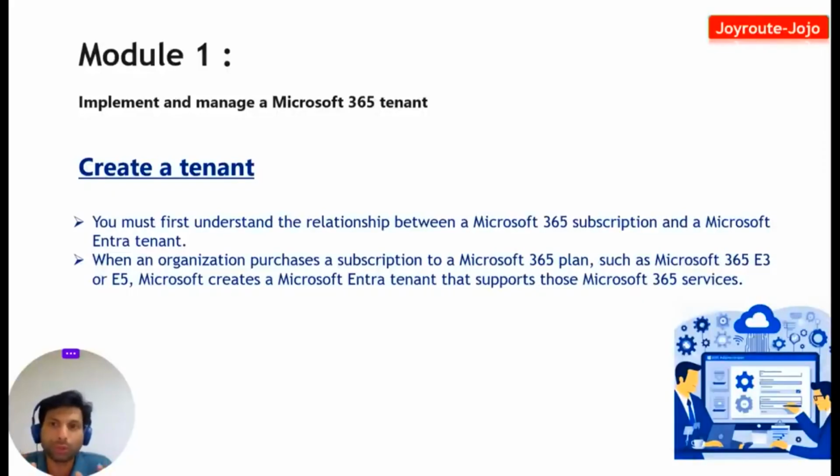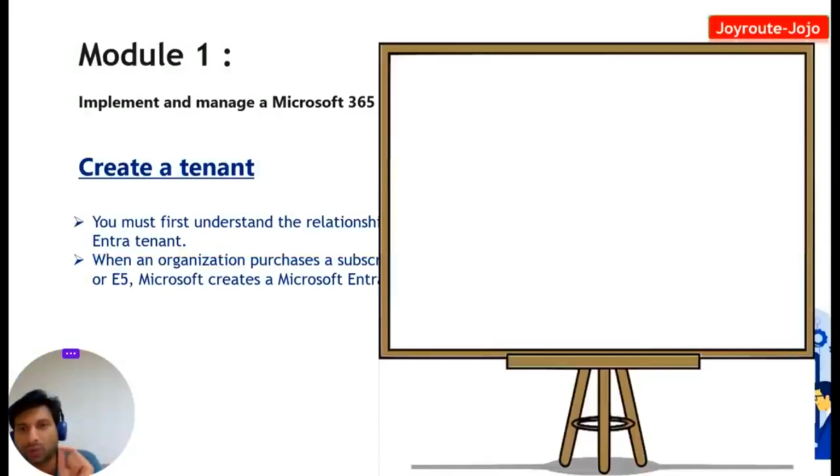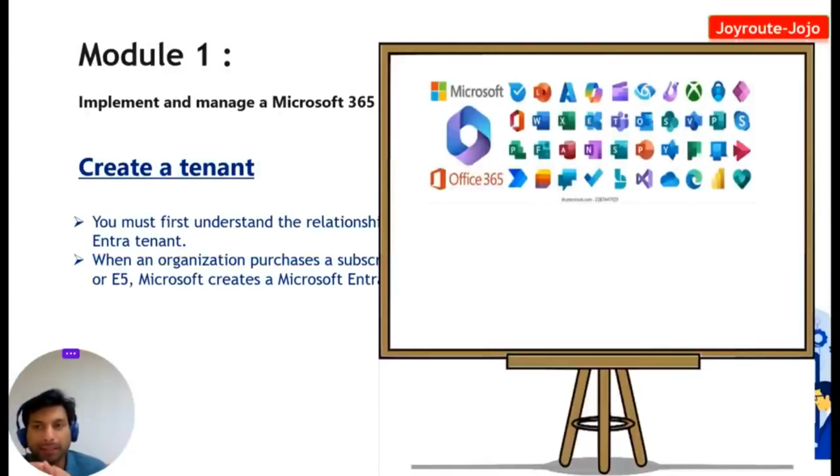To build your cloud computing foundation, you must first understand the relationship between a Microsoft 365 subscription and a Microsoft Entra tenant. A Microsoft 365 plan provides access to various Microsoft products like Word, Excel, PowerPoint, Outlook, along with cloud services for storage, collaboration, and communication, for example Exchange Online, SharePoint Online, OneDrive for Business, Microsoft Teams, and more. All these services we get once we purchase a Microsoft 365 plan, according to the plan.